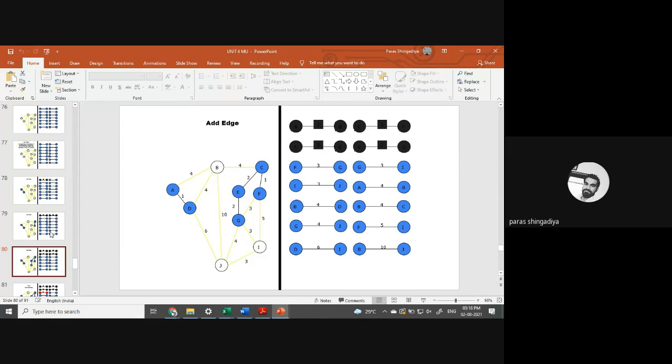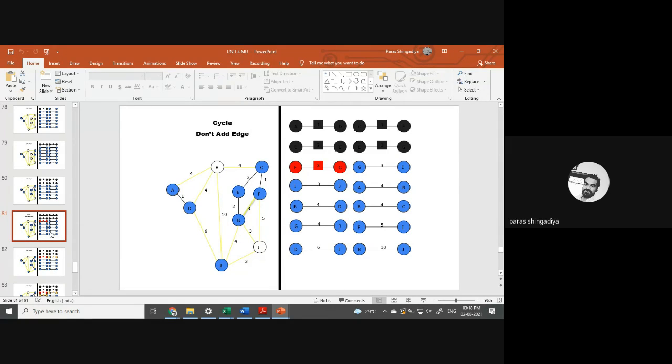Now the next weight is 3, between F and G. Next weight is 3, between F and G. If we include this edge in the graph, that is shown in red shaded color here. Because if we include this edge, F to G, with weight 3.